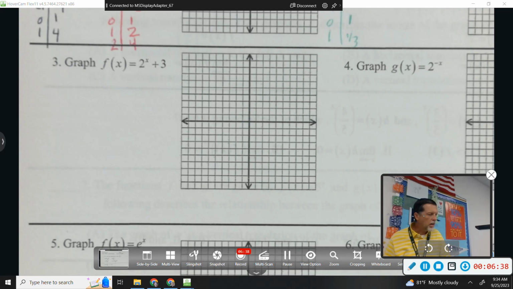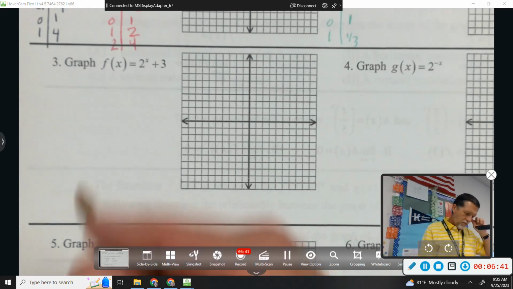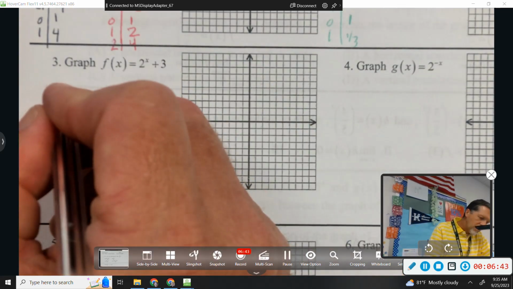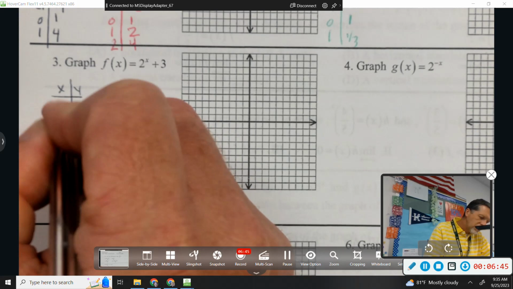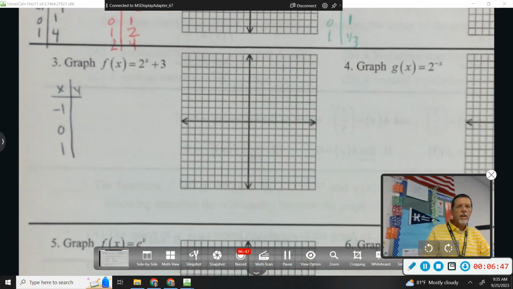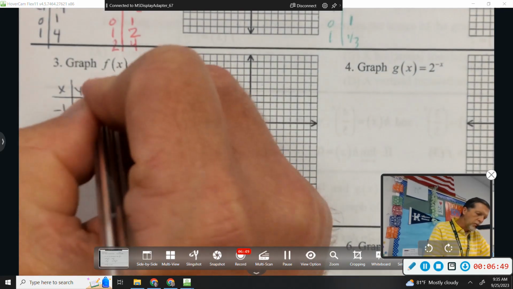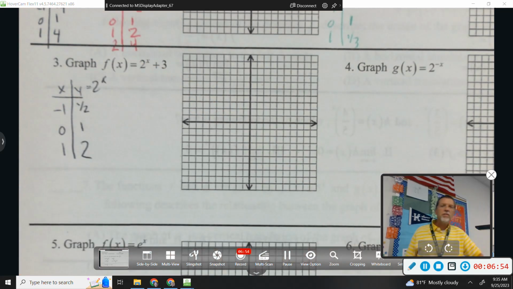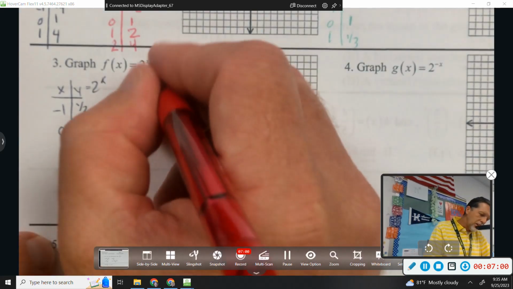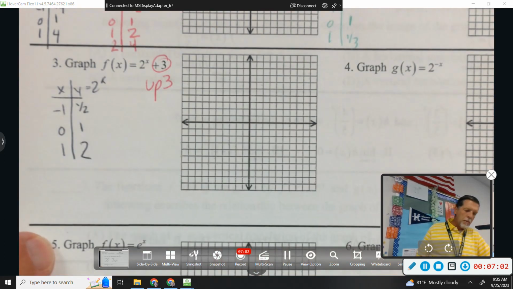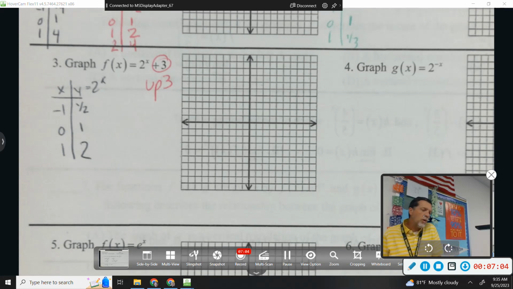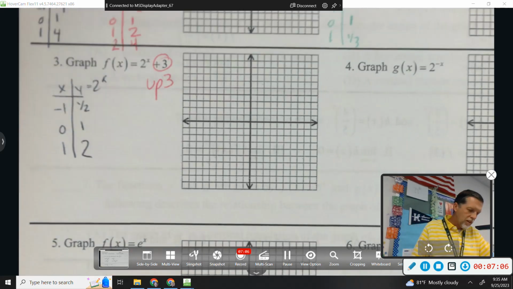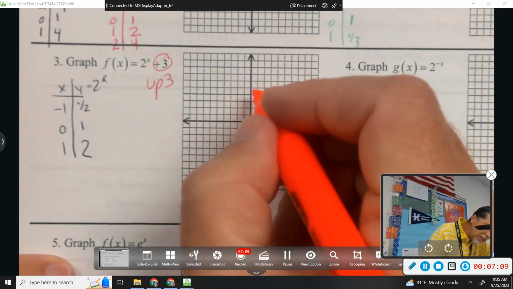Number 3. Again, 2 to the x is our parent function. And again, if I'm doing a table of values, I'm thinking parent functions. I don't want to mess with the plus 3, because I know how to handle the plus 3. What's the plus 3 do? Up 3. And so kind of the same thing. I can add 3 to the y values and write out the points. Or I could just go to the graph and say, well, I can handle up 3.